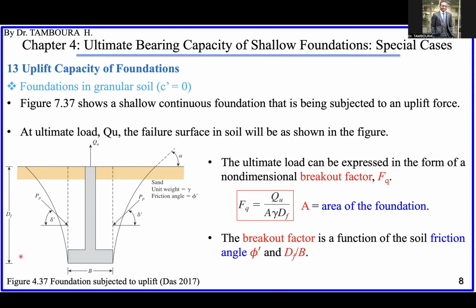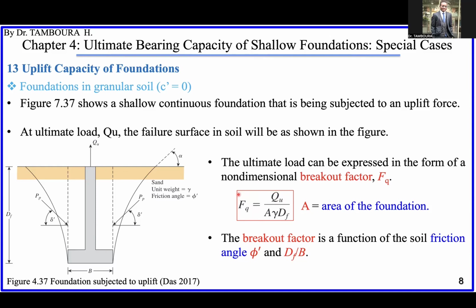Depth of the foundation, okay? So what is important for us here is to find the breakout factor, because if we find it, since we already know A, gamma, and DF, it will be easy to obtain the ultimate capacity QU. So this breakout factor is a function of what? It's a function of the friction angle, phi, and of the relative embedment, DF divided by B. So please understand, we are going to look for this breakout factor.